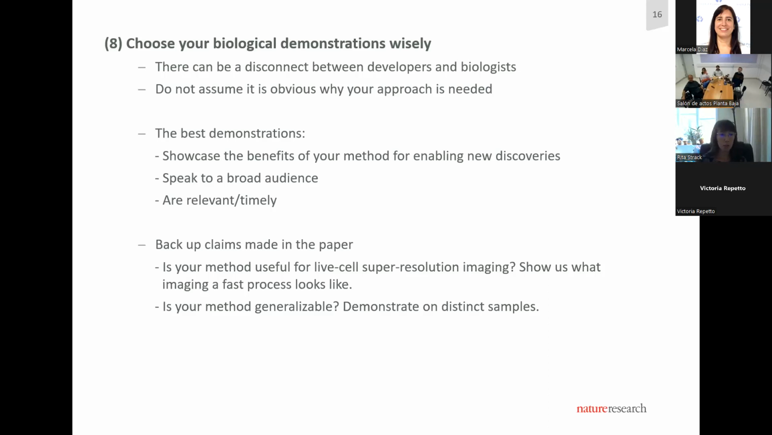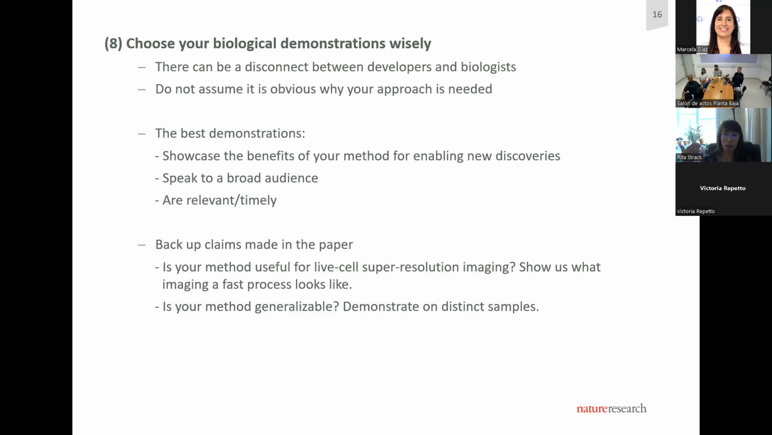And here, this is super important. You really want to back up the claims you made in your paper. So, I see papers where 90% of the paper is talking about live cell super resolution imaging, but then the final figure is on fixed cells. And so they're saying this is an important advance, but they didn't show that it got you to the end. So think about that when you're planning your demonstration.